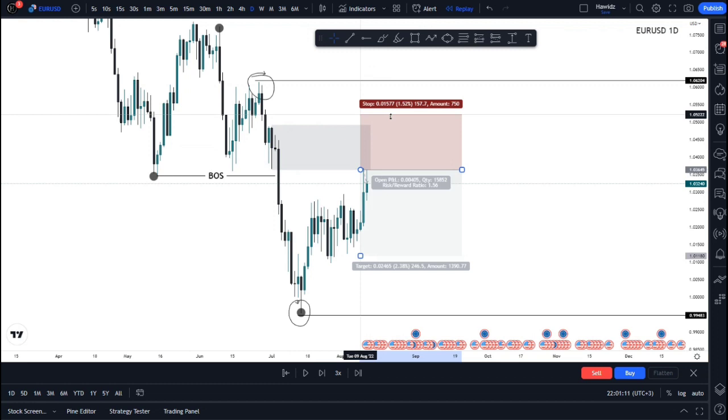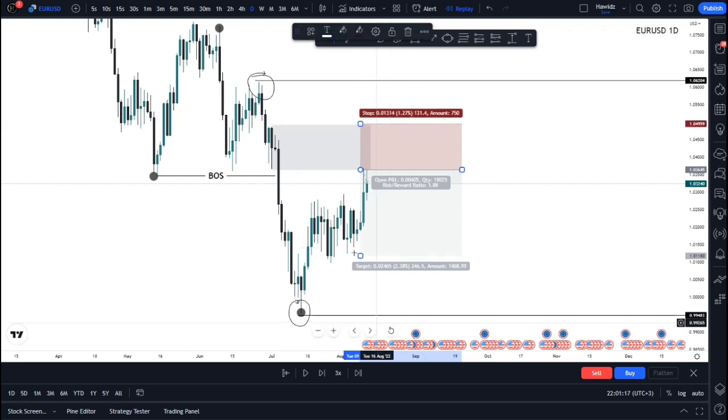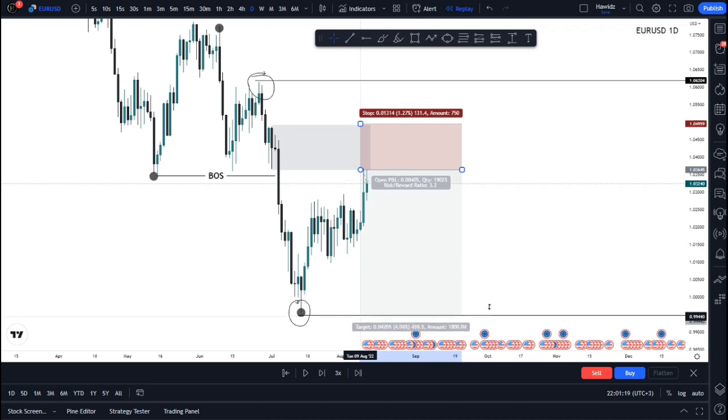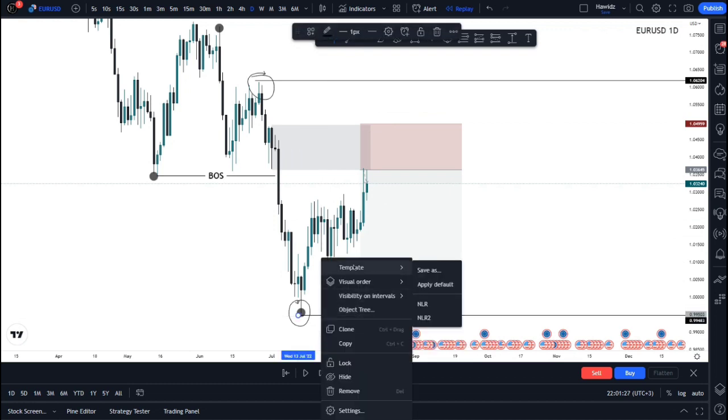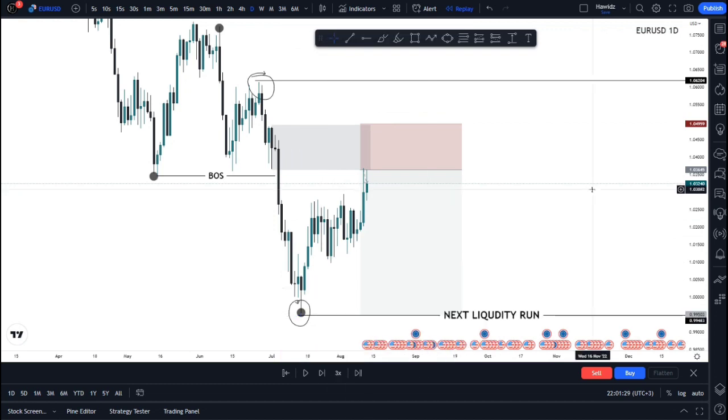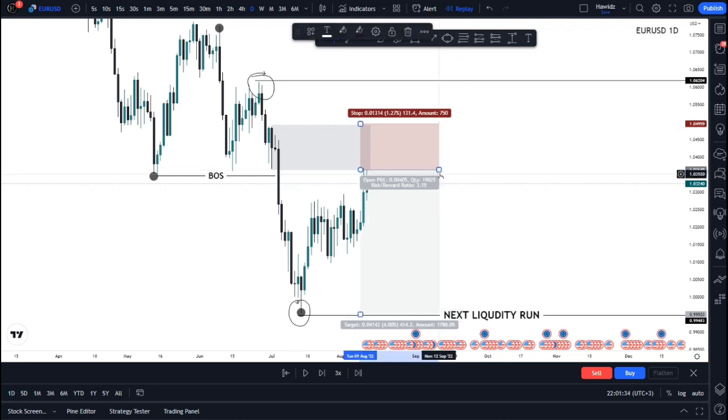You could just place your entry there, your stop loss above the zone, to make it a 130 pips target, whatever. And the take profit target will always be this low here. This right here is what we call our next liquidity run. So this is one way of trading this.